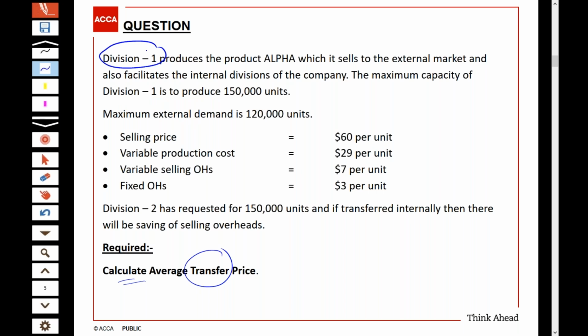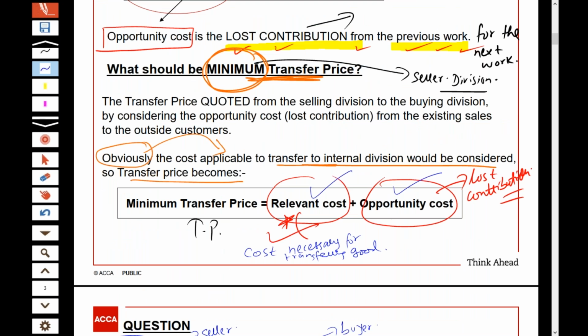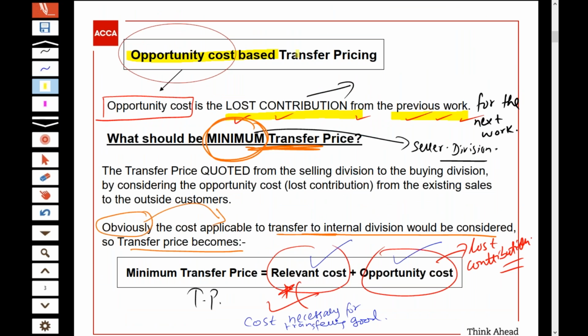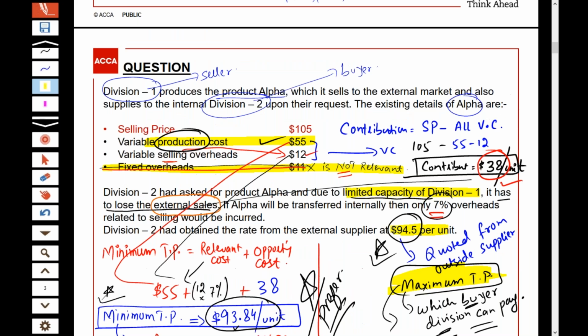Now again, division 1 is acting as a seller and division 2 is acting as a buyer, and fixed cost will not be relevant because the methodology which we are studying is the opportunity cost based transfer price. In the opportunity cost there is a lost contribution, and fixed cost is ignored.